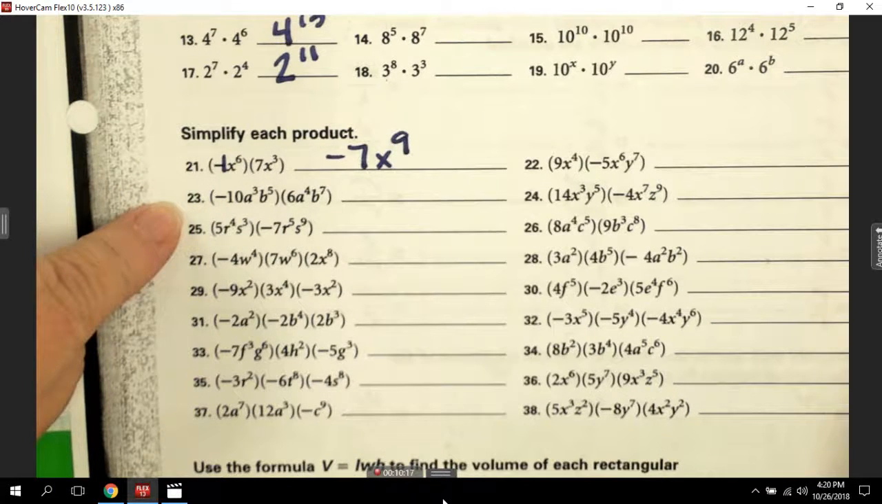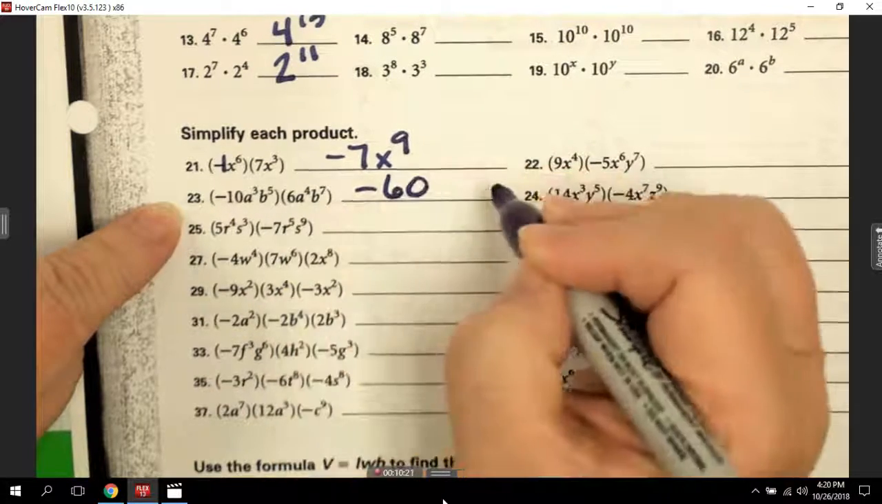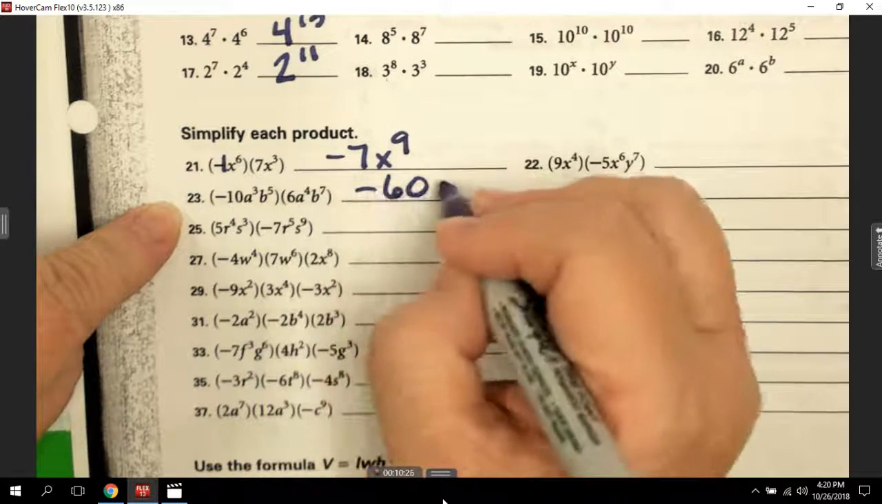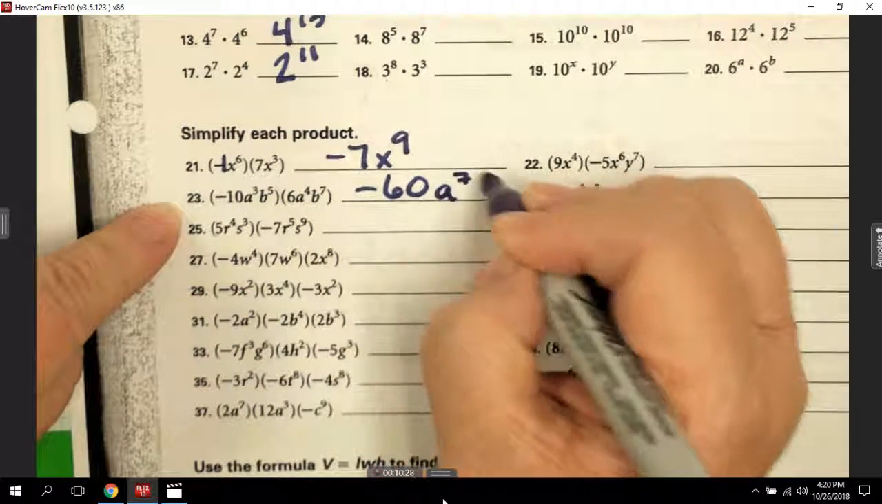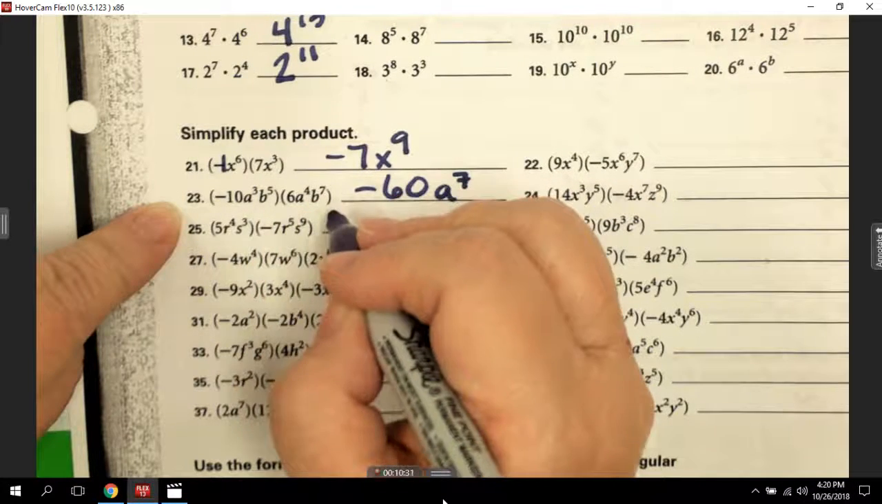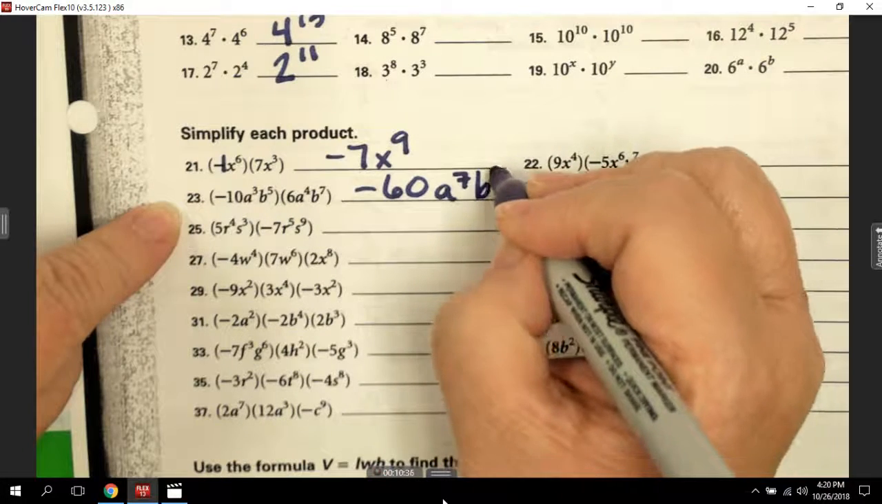Number 23, negative 10 times 6 is negative 60. A to the 3rd times a to the 4th is a to the 7th, adding the exponents. B to the 5th times b to the 7th, add the exponents, and we get b to the 12th.